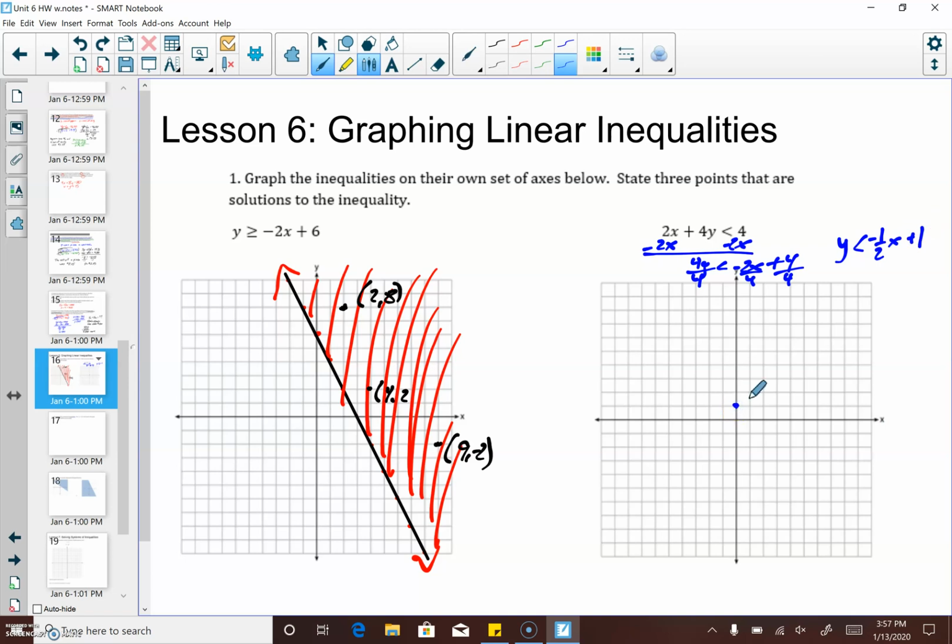My slope is negative 1 over 2. So we'll be down 1, right 2, down 1, right 2, and so on. And we'll continue that pattern until we run out of space. Then we'll go back to the y-intercept. We'll go in reverse. Up 1, left 2, up 1, left 2, and so on. Now the key to this one is it is just a less than sign. So therefore we are going to end up with a dashed line that goes through all of these points. Remember, dashed lines are used when you have less than or greater than.